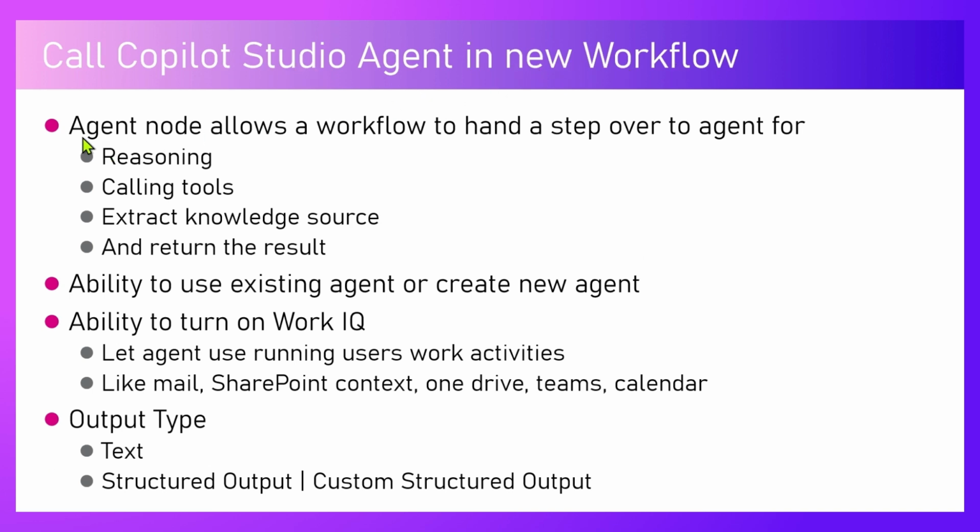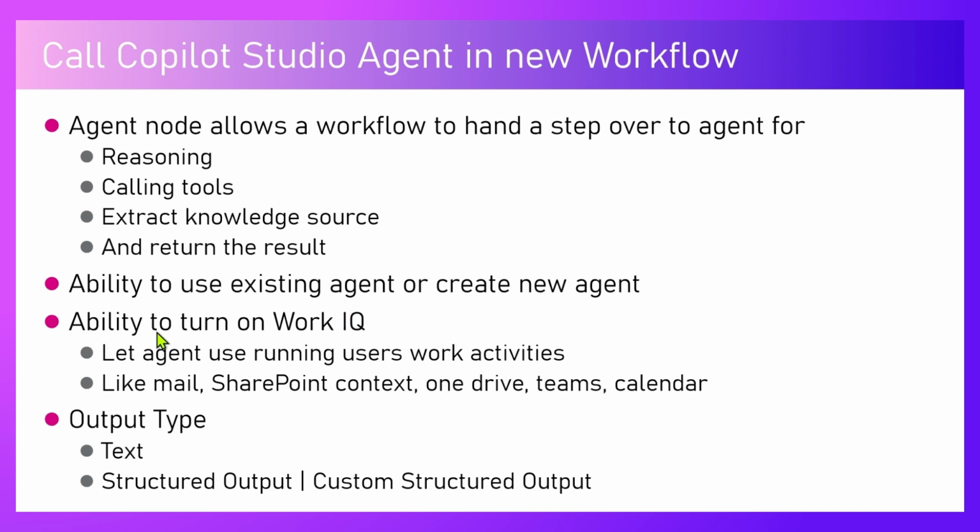The agent node allows a workflow to hand a step over to an agent for specific purposes, be it reasoning, calling some tools, extracting from a knowledge source, and basically returning the result. So you offload the work, the agent does the work, and it returns back the result. Now, we have an ability to use an existing Copilot Studio agent, or you can create a new agent on the fly. There are other feature sets which get enabled depending on which method you use.